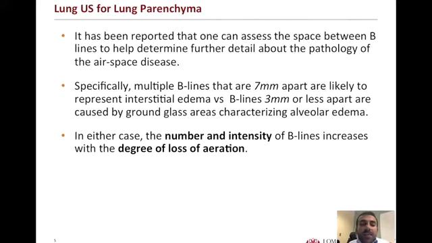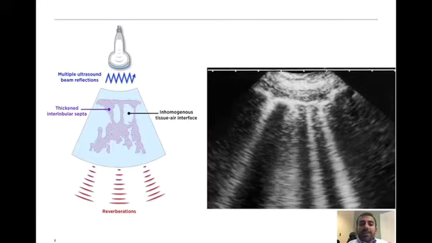But fundamentally, when it comes to lung parenchyma evaluation, what we're looking for is the number of B lines and their degree throughout the lung field. We calculate the number and the intensity of B lines because those two increase as the aeration gets worse. So again, a B line is a representation of differentiation in tissue density secondary to areas of normal aeration next to areas of poor aeration.